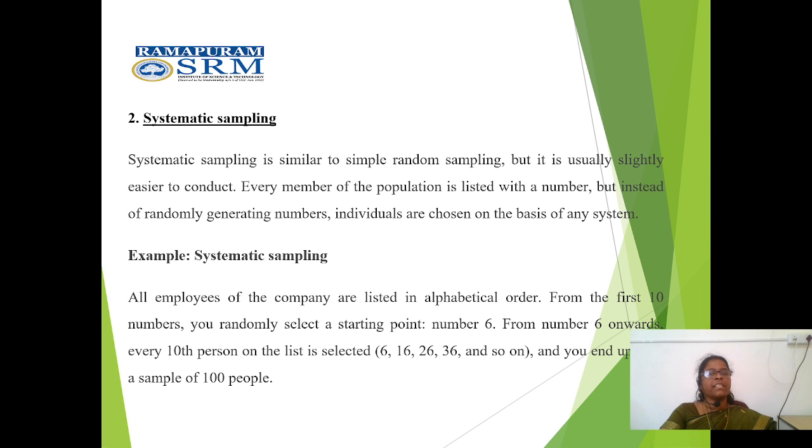Example for systematic sampling. All employees of the company are listed in alphabetical order. From the first 10 numbers, you randomly select a starting point, number 6. From number 6 onwards, every 10th person on the list is selected, like 6, 16, 26, 36, and so on. And you end up with a sample of 100 people now.